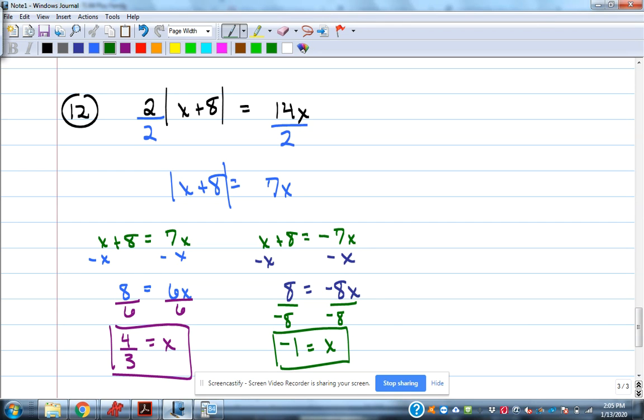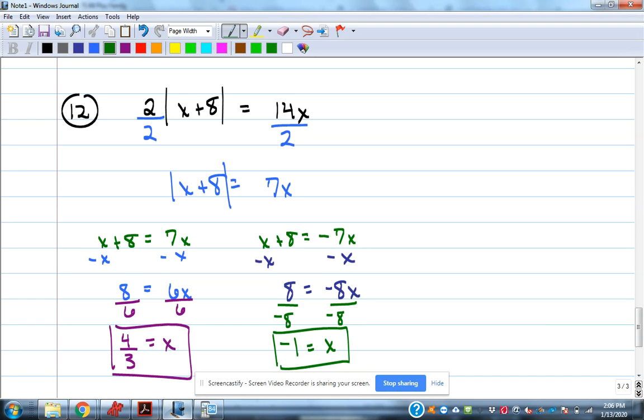I get negative 1 plus 8 is 7. And we can take the absolute value of 7. It's 7. 2 times 7 is positive 14. On the right-hand side, what's 14 times negative 1? Negative 14. Does 14 equal negative 14? No, they're way apart on the number line. They're 28 units apart. They're not the same number, okay?